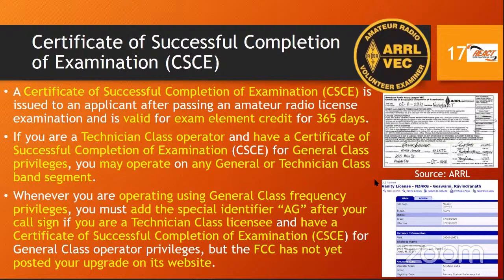So what happens when we sit an exam? We get something called the CSCE. And on the right hand side here, this is what the ARRL CSCE looks like. It's the Certificate of Successful Completion of Examination. We touched on this during the technician class. We also discussed it during the orientation of the general class. This is your certificate that you get after you sit and pass the exam. The VEs will give you this.